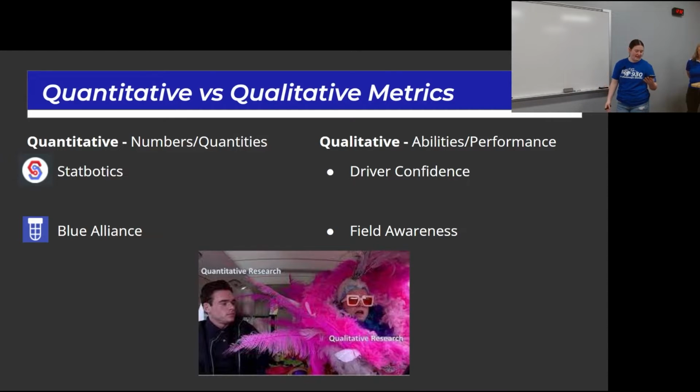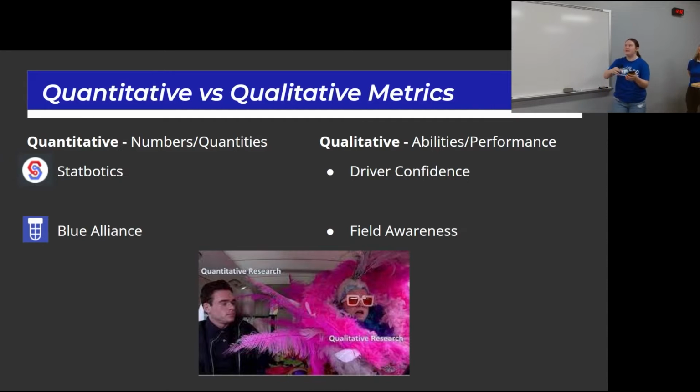So driver confidence is literally exactly what it sounds. We scouted the robots on how confident their driver was, how they're moving across the field. Were they bumping into things? Were they messing up their alliance? Did they go on the charge station in the last 2 seconds and then mess up the climb? Stuff like that. And then we changed this qualitative metric into a quantitative data point.